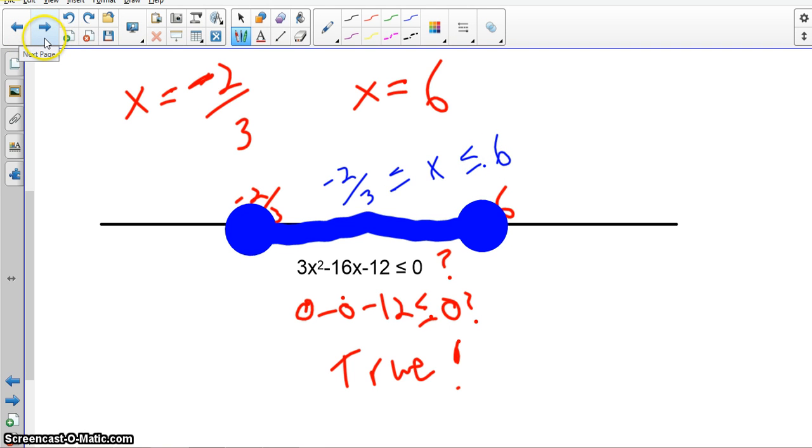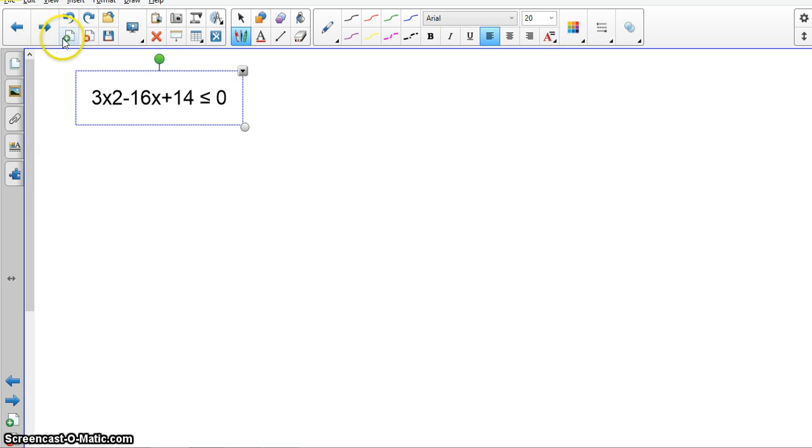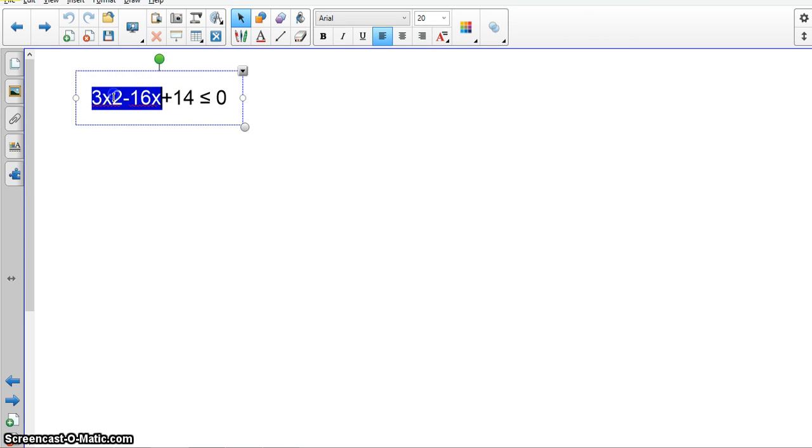So, kind of crazy looking. I made that a little bit big, but you'll live. Alright, last but not least. Oh no, this is one that is actually not factorable. Okay?